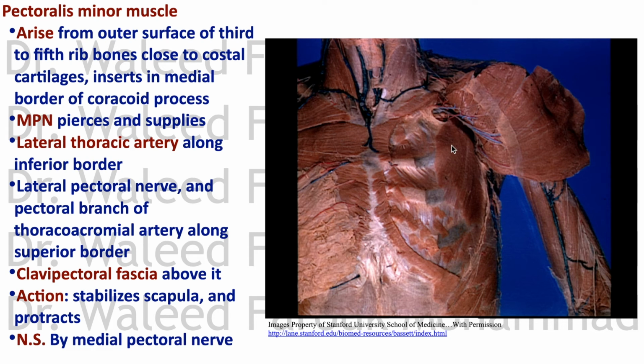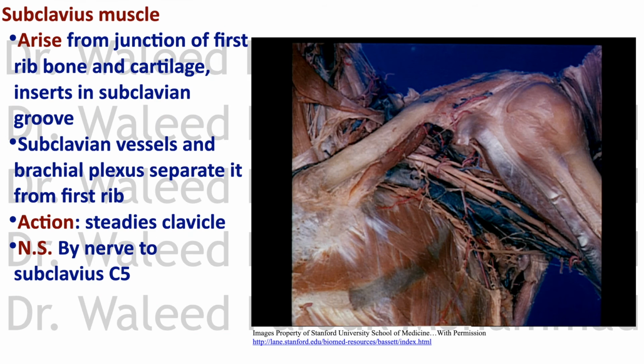The medial pectoral nerve pierces the muscle, supplies it, and ends in the pectoralis major. The lateral pectoral nerve and the pectoral branch of the thoracoacromial artery are along the superior border. The lateral thoracic artery is along the inferior border, and the clavipectoral fascia, the one you see here, is above it. The action of the muscle is to stabilize the scapula and protract the scapula. Nerve supply is by the medial pectoral nerve. This is the pectoralis minor.